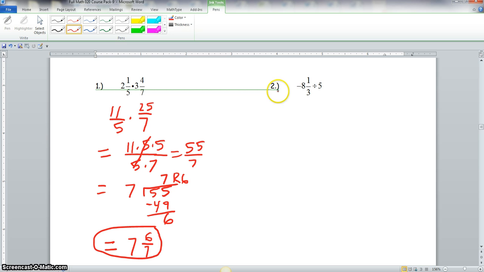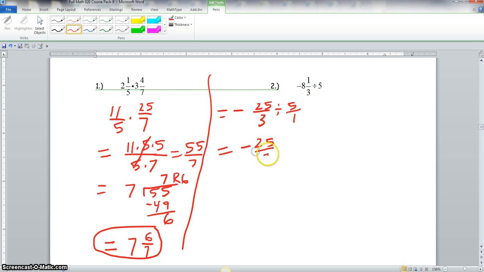Now we go over here to number 2. We follow the same procedure. Change this mixed number to an improper fraction. But we know that we would start off with this being a negative. So it'll be a negative. Our denominator would be 3. 8 times 3 is 24 plus 1 is 25. And that'll be divided by, we can make this 5 over 1. Now we will have negative 25 over 3.